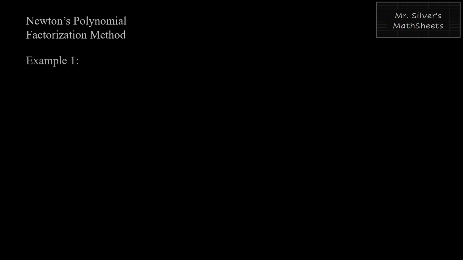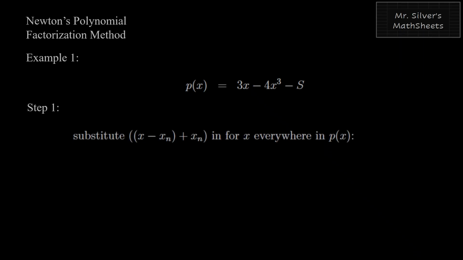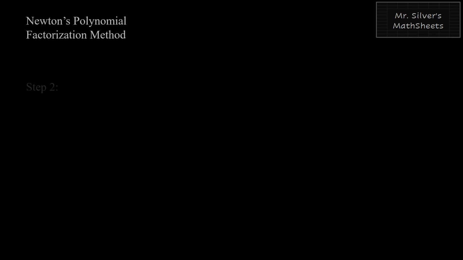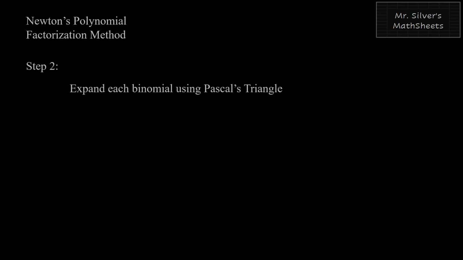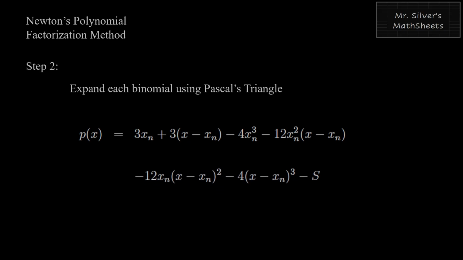So we'll do an example. We'll do this polynomial, this cubic. We're not going to skip any steps. We'll substitute in x minus x sub n plus x sub n everywhere. Then we will expand each binomial. You get 7 terms. Then combine like terms.